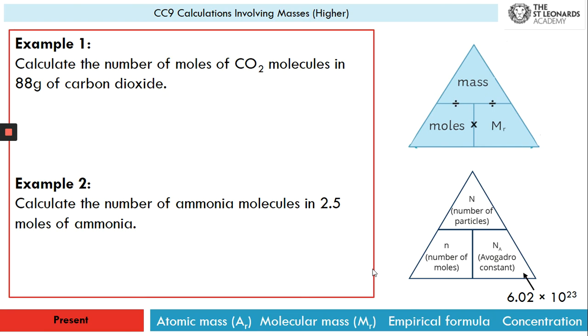That is going to be our MR of carbon dioxide, and we've got 88 grams of carbon dioxide. So we do the mass, 88, divided by the MR, 44. 88 divided by 44 is going to be 2. So we've got 2 moles of carbon dioxide.